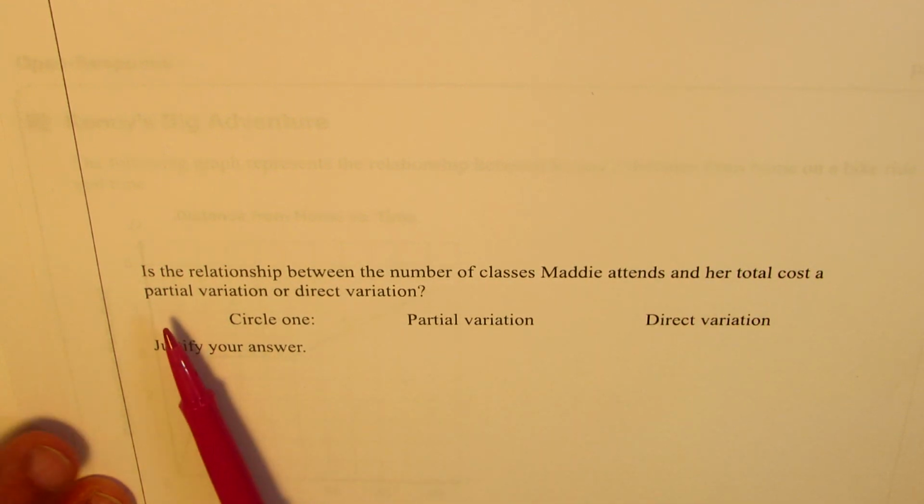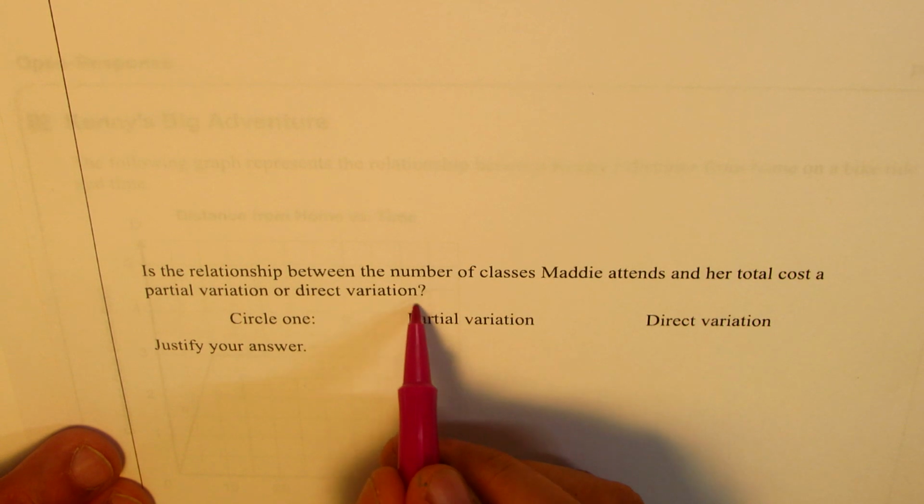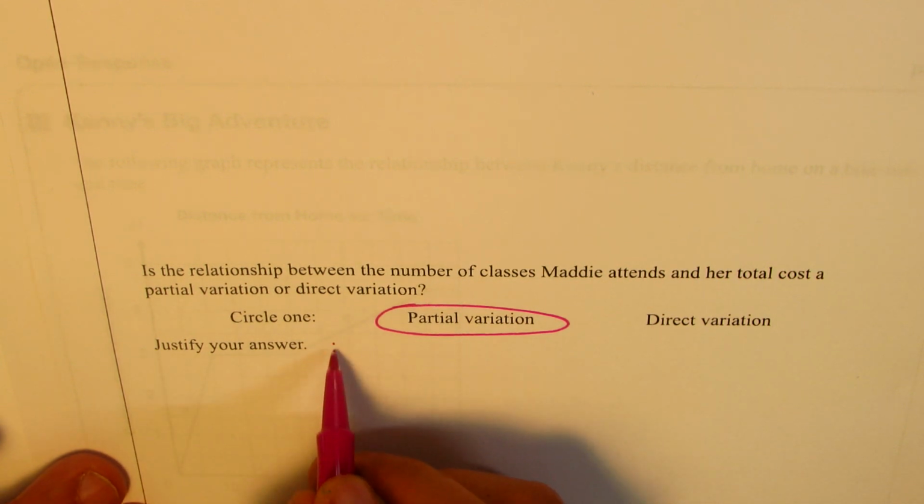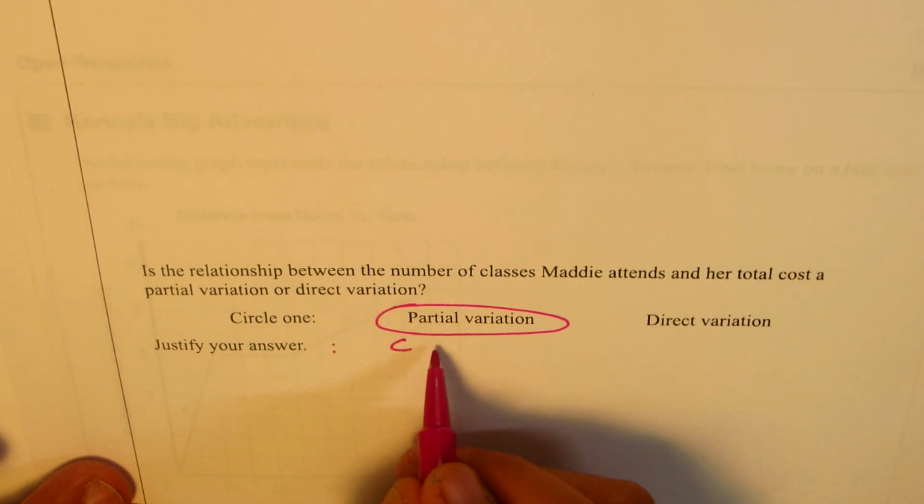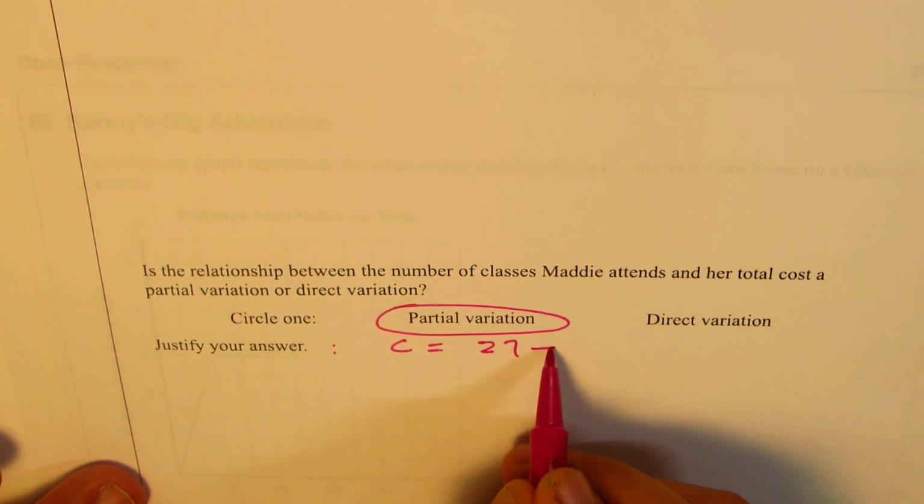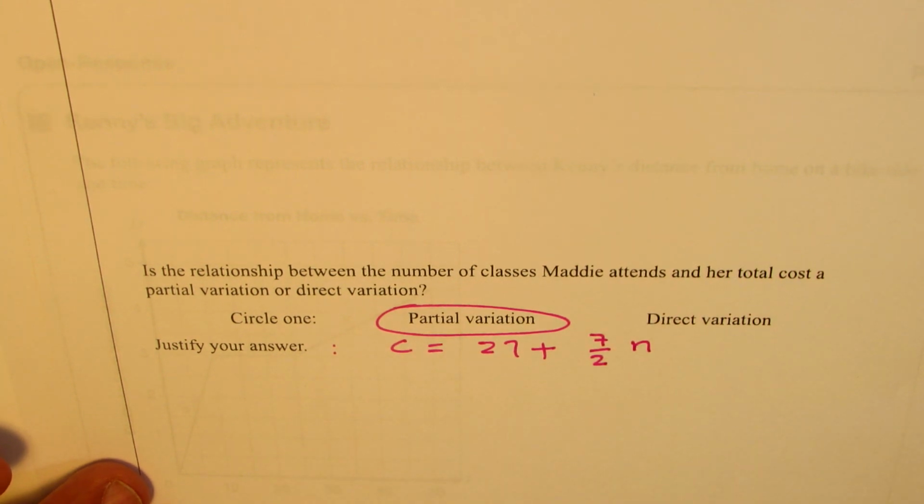her total cost: a partial variation or direct variation? So it is definitely a partial variation, right? Justify your answer. We know that the cost C is basically equal to $25 plus 7 over 2 of the number of classes.